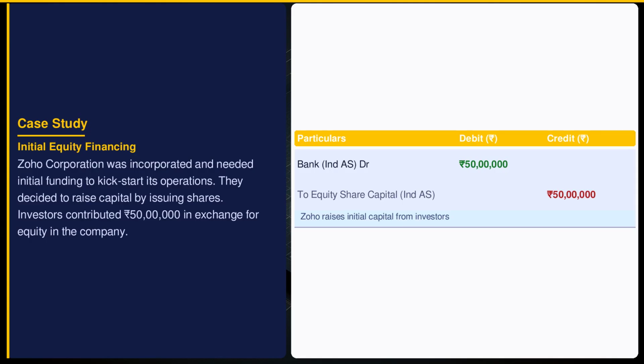Zoho Corporation issues shares to raise initial capital, which is crucial for funding startup operations. The company receives cash from investors, increasing the bank account. By crediting equity share capital, Zoho acknowledges the ownership stake investors have acquired. This transaction is foundational, as it establishes Zoho's financial base for future operations.